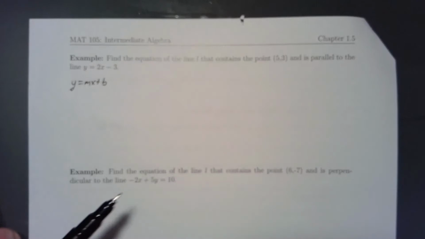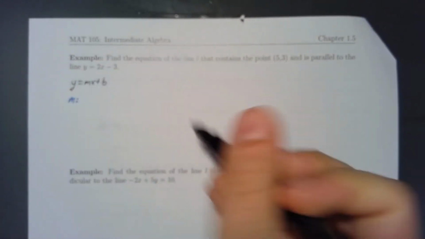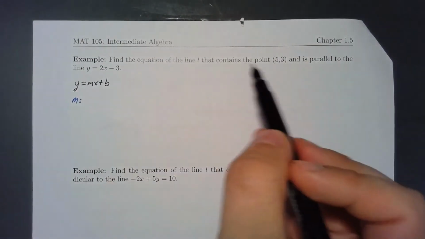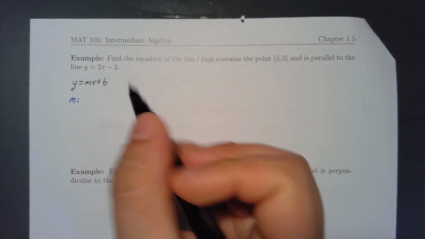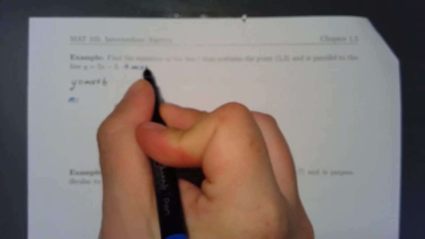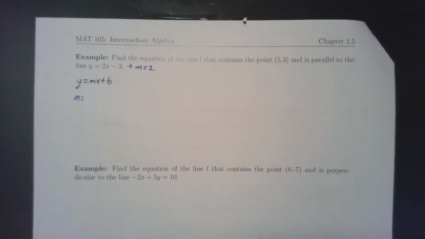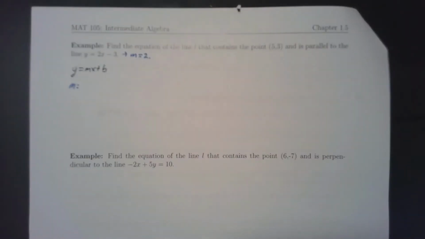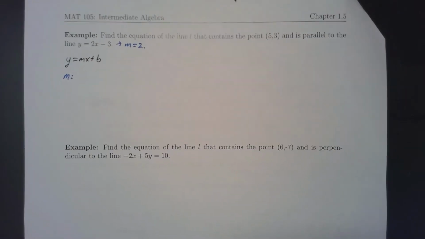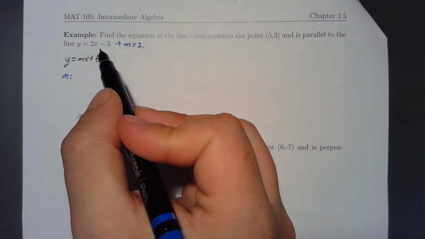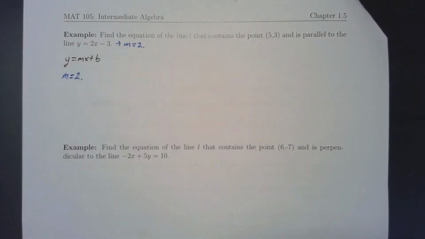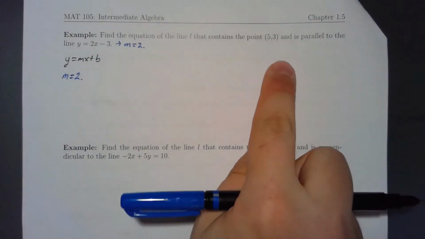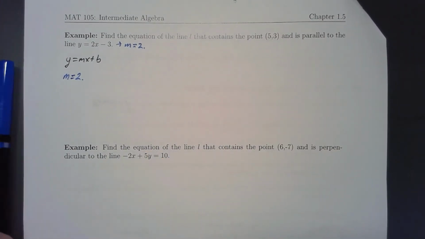Well, the slope of the line that I want is parallel to this line. Alright, well, what's this line's slope? This line's slope is 2, right? So any line parallel to this line, which is what I need, also has a slope of 2. Okay, so that's not bad. And then I have a point. So it's very similar to the first problem.